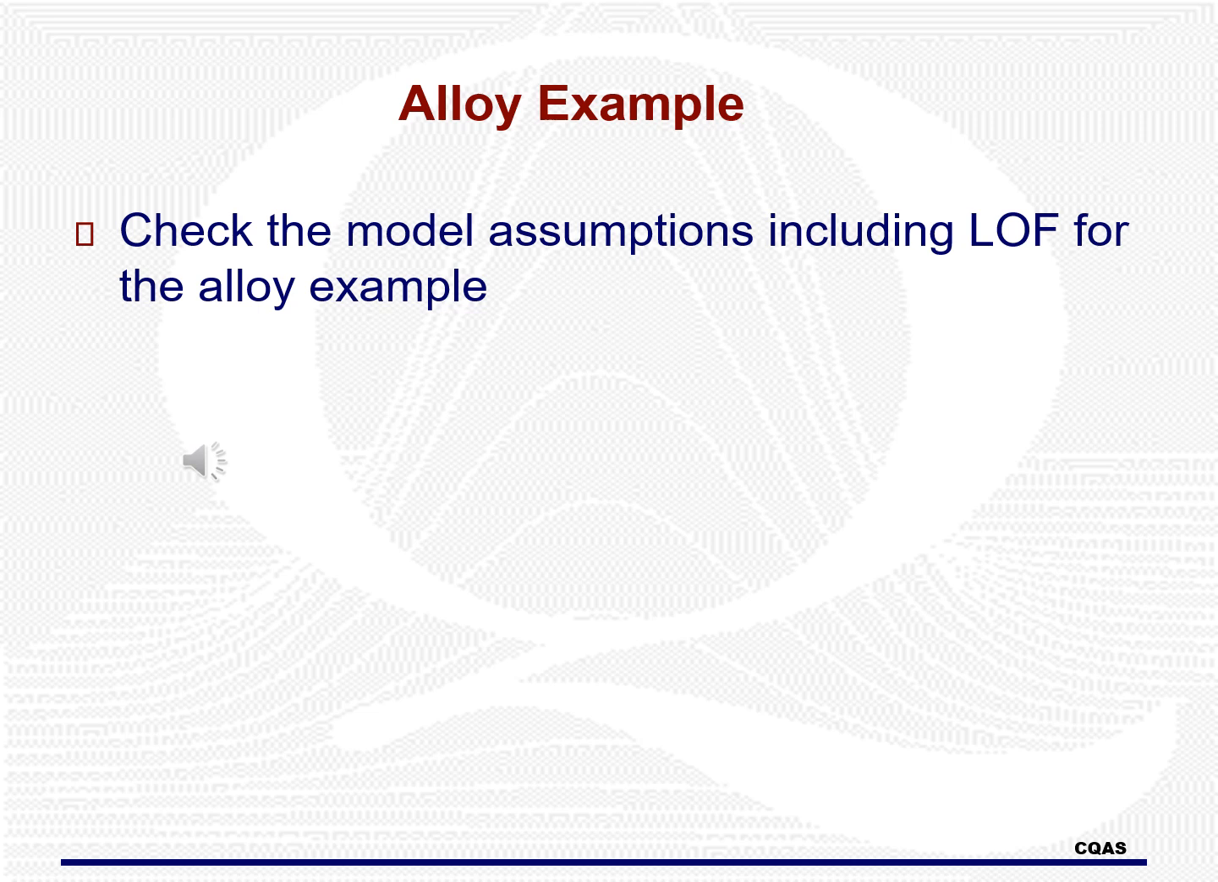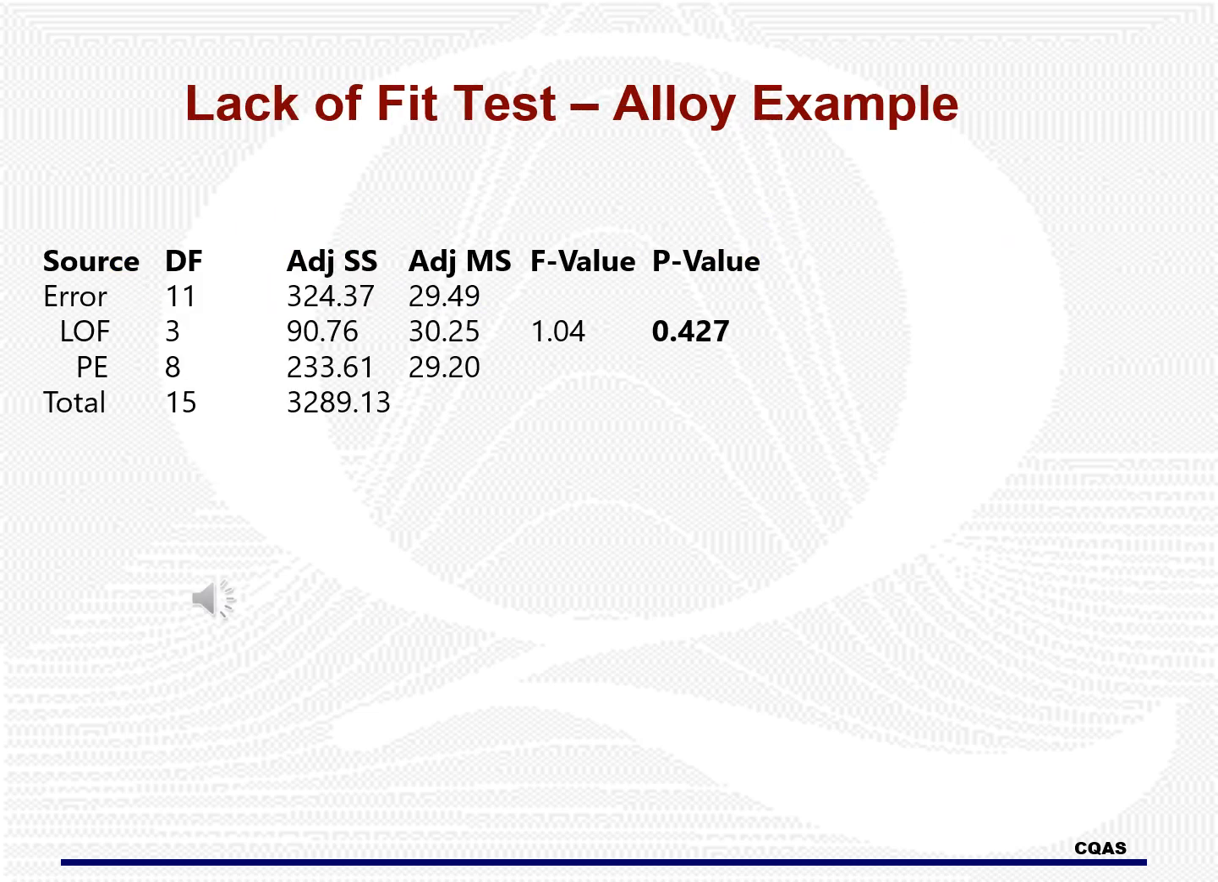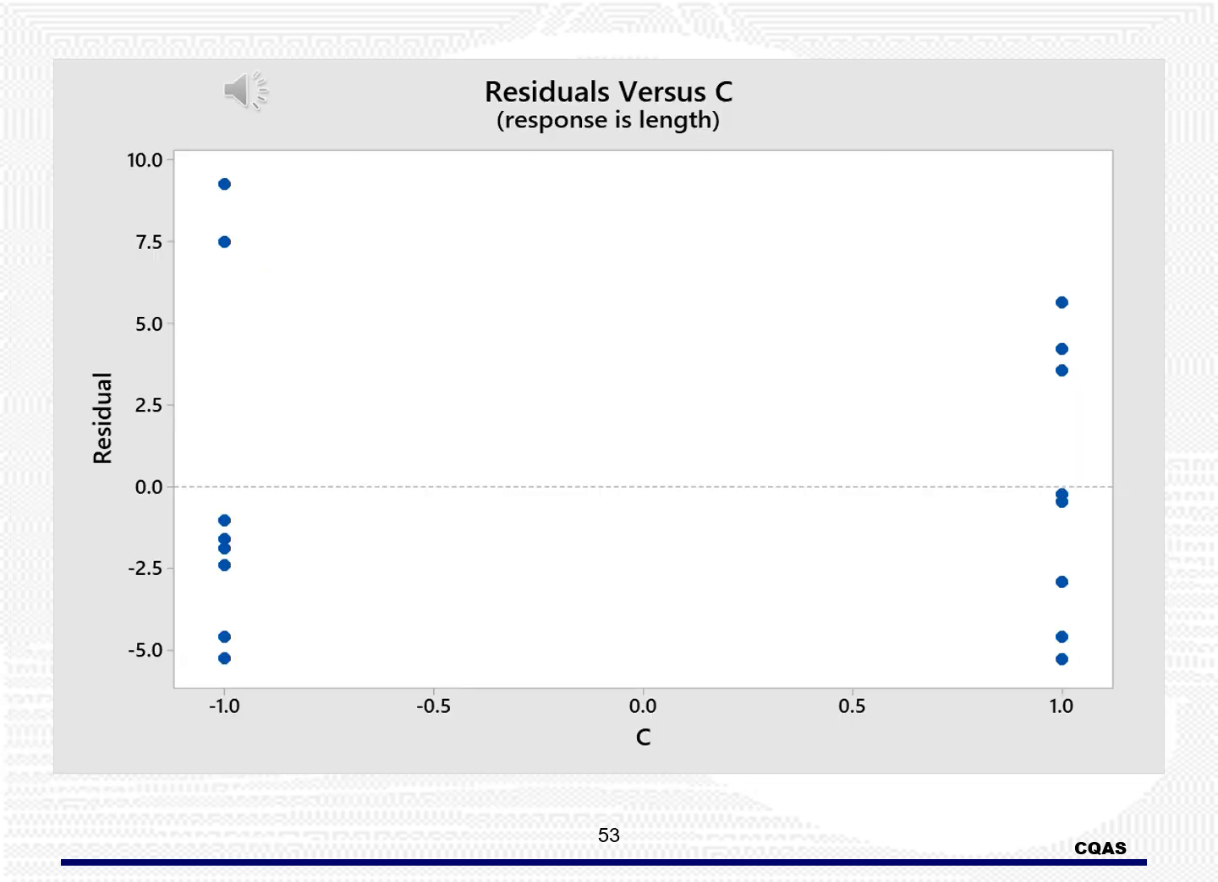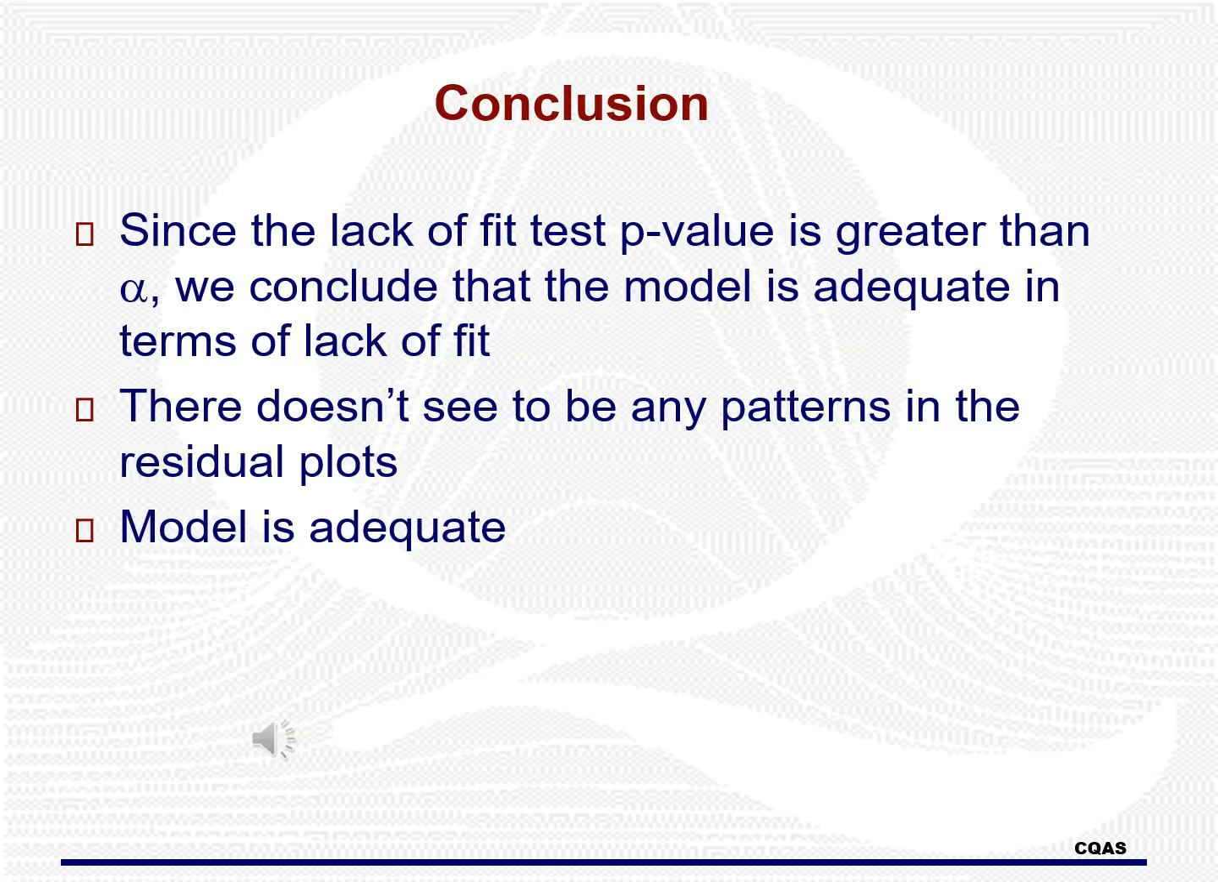Let's apply this material to the alloy example using alpha equals 0.05. Here are the LOF results. Notice that since the p-value is greater than 0.05, we assume that there is no LOF. Let's check the residual plots. Here we have a normal probability plot of the residuals, residuals versus fits, residuals versus A and residuals versus B plots. There doesn't seem to be any issues with these. Here is the residual plot for factor C. It seems to be fine as well. So based on the above, it seems that the model is adequate and does not exhibit LOF.